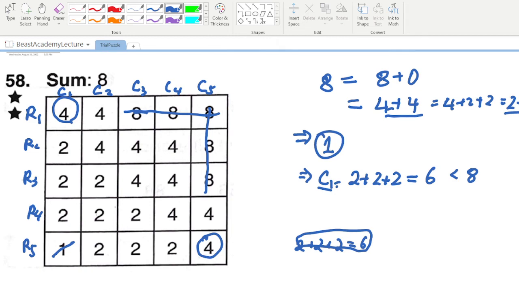Okay, and in order to make the first row 8, we must use 4. Do you agree with me?